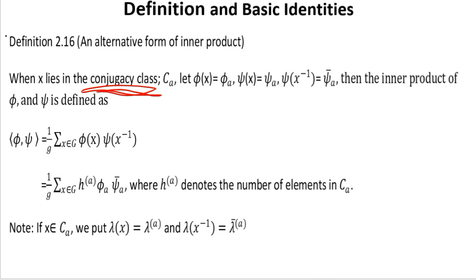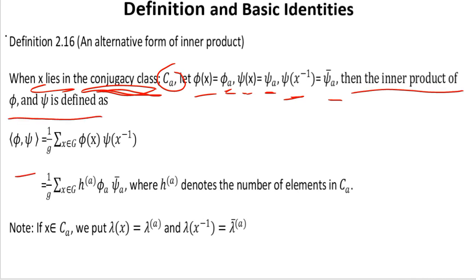Well, so when x lies in the conjugacy class, so when x is in this set, you can simply take your phi of x and denote it as phi with subscript a, okay? And your psi of x, because x is in the conjugacy class, as this notation. And the psi of x inverse to be psi bar with subscript a, okay? Then the inner product of phi and psi we can define just as this.